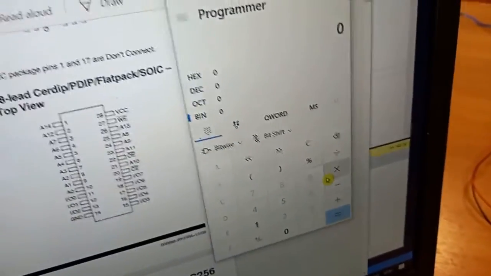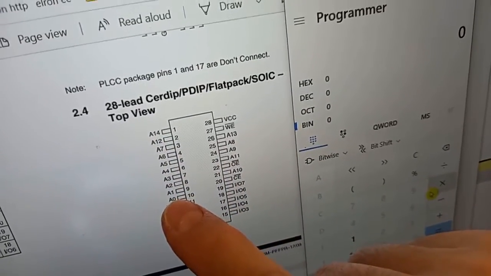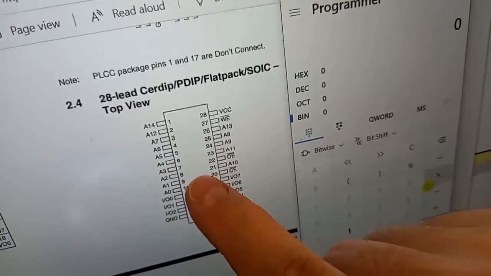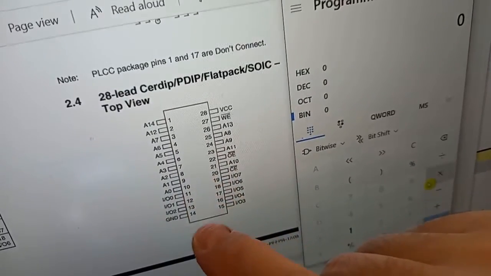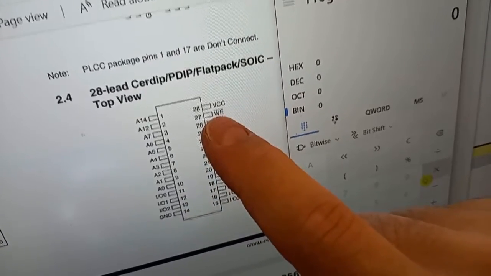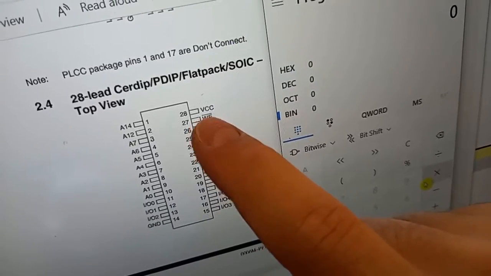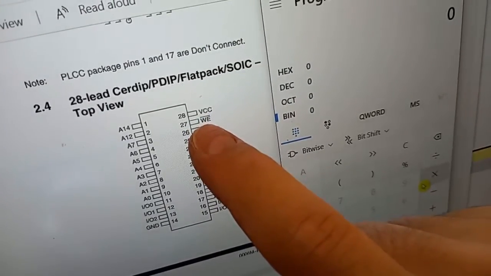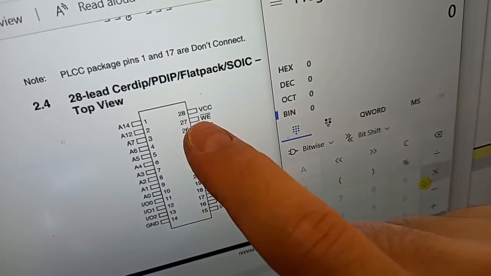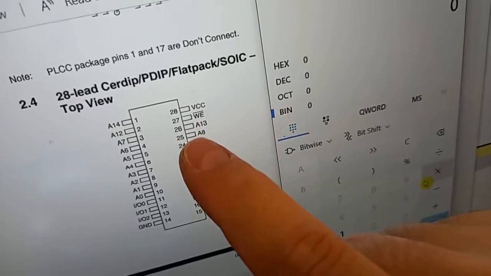That's our address. Every leg starting with A has 0. That means for the chip the address is 0. And also we have the write enable pin inverted. As you see, it has a line at the top. That means that the write enable pin is activated when it's low, when it's 0, and it's disabled when it's high.